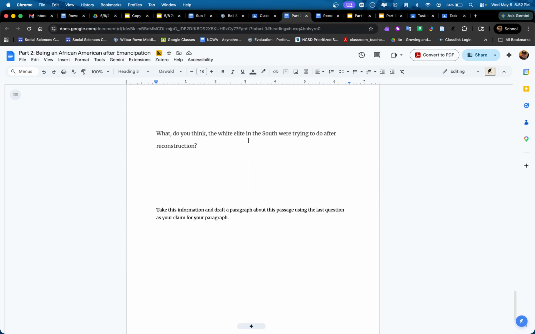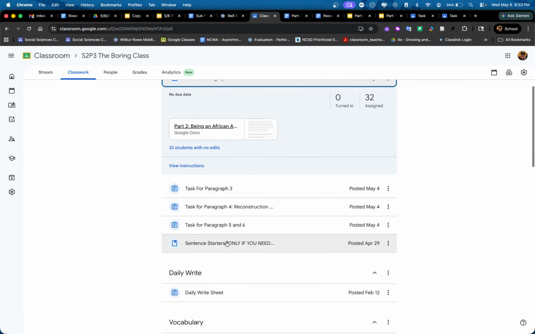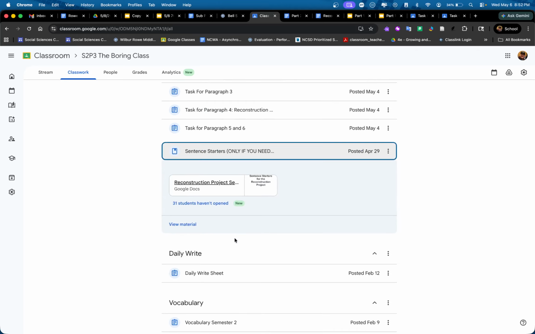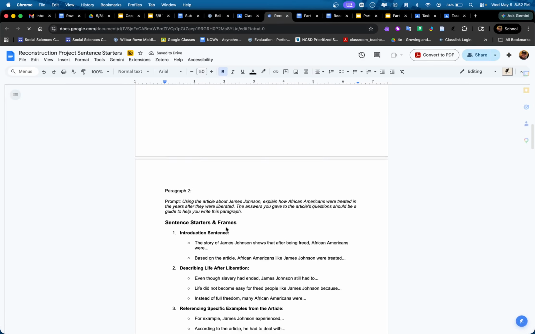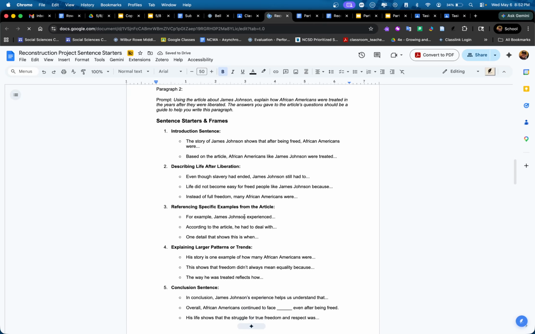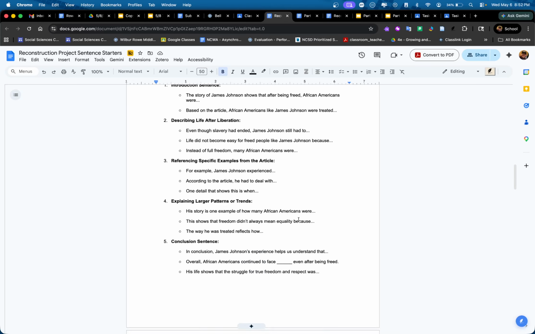And then, of course, the last question is right there, what were they trying to do? It kind of ties into the Black Code laws that we saw in part 1 and what the South was trying to do after the Civil War. As we open up the sentence starters, part 2 is right there as well. And that's what we're looking at today.